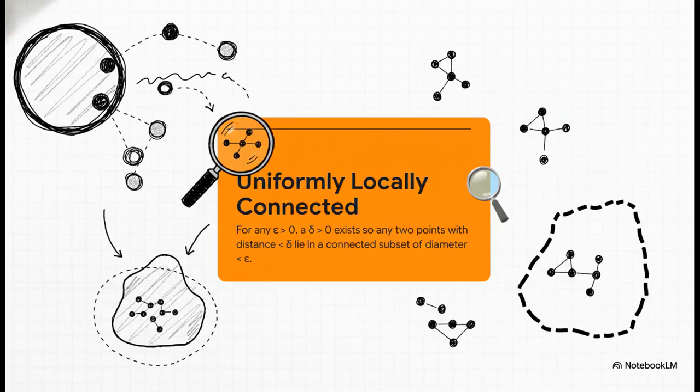Now for our second concept, uniformly locally connected. This one makes the rules even stricter. It says, for any target size epsilon you want your final connected piece to be, you can find one single distance, let's call it delta, that works for the entire set. This is huge. It means if you pick any 2 points anywhere in the set and they're closer than that universal delta, you are absolutely guaranteed that they both exist inside a single connected piece that's smaller than your target epsilon. That one delta is like a master key for the entire space.